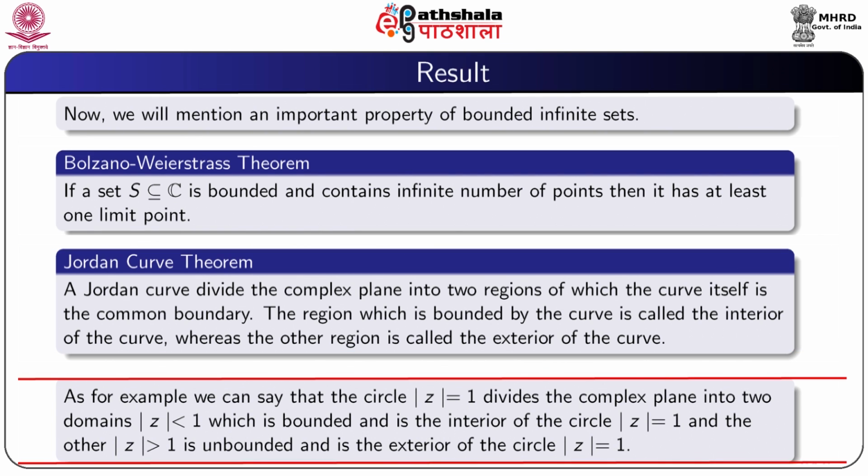As an example, we can say that the circle mod z equal to 1 divides the complex plane into two domains. One is mod z less than 1, which is bounded and is the interior of the circle mod z equal to 1, and the other, mod z greater than 1, is unbounded and is the exterior of the circle mod z equal to 1.